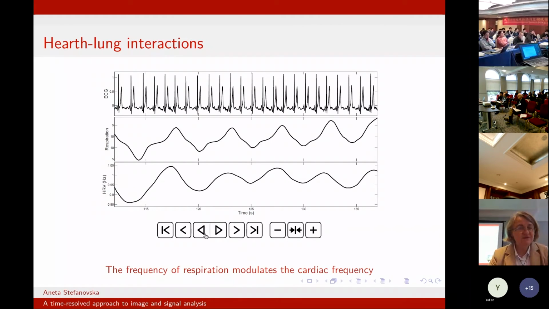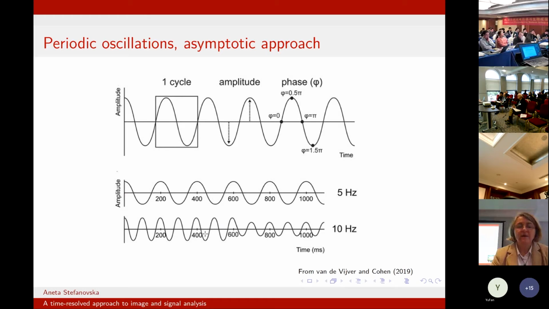So because of this modulation, the beating of the heart is no more clock-like. Okay? And if you think about periodic oscillations, what I call the asymptotic approach means everything is in terms of cycle constant, and we can apply the asymptotic approach. Asymptotic approach means whatever I've observed now is true forever. So time goes to infinity is the approach that we apply.